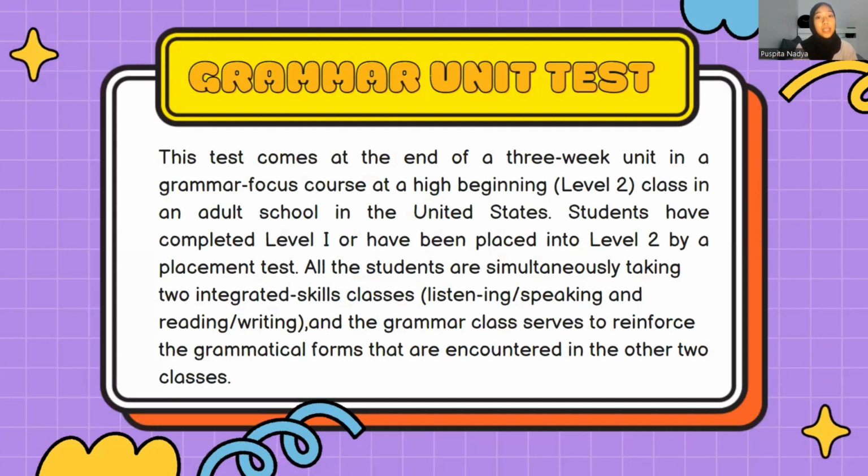This test comes at the end of a 3-week unit in a grammar focus course at a high beginning level 2 class in an adult school in the United States. Students have completed level 1 or have been placed into level 2 by a placement test. All the students are simultaneously taking 2 integrated skills classes, listening and speaking, and reading and writing. And the grammar class serves to reinforce the grammatical forms that are encountered in the other two classes.